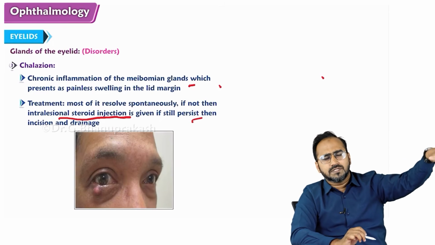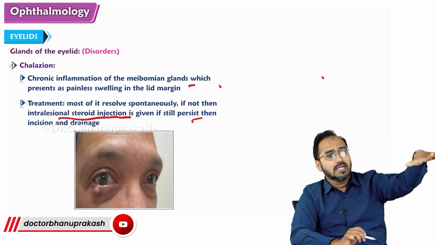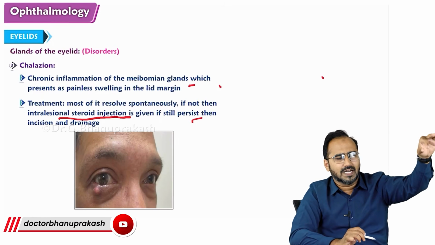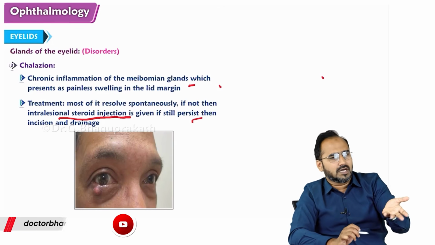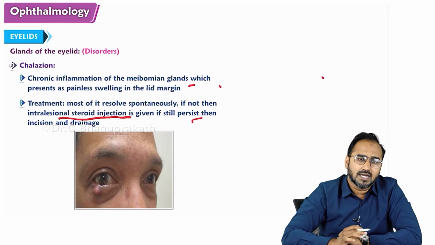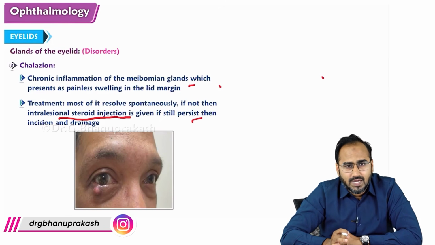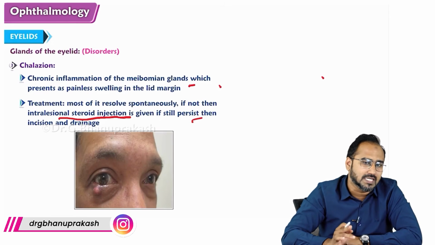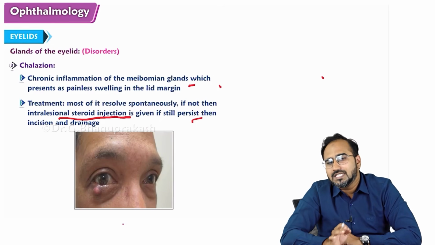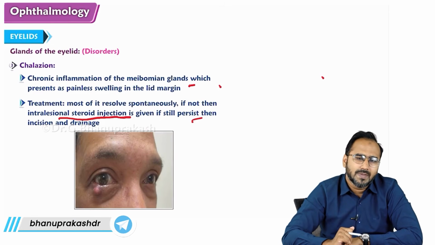So guys, remember, external hordeolum or stye is what? Inflammation of the glands of Zeis, right? Acute suppurative inflammation of the glands of Zeis where there is maximum point of tenderness on the swelling only. Treated by hot compression or antibiotics. Internal hordeolum is what? Inflammation of the Meibomian glands where the swelling is there, but you will find a bit of pain on the swelling, but maximum point of tenderness is away from the swelling. Chalazion is what? Painless swelling, painless infection of the Meibomian glands.